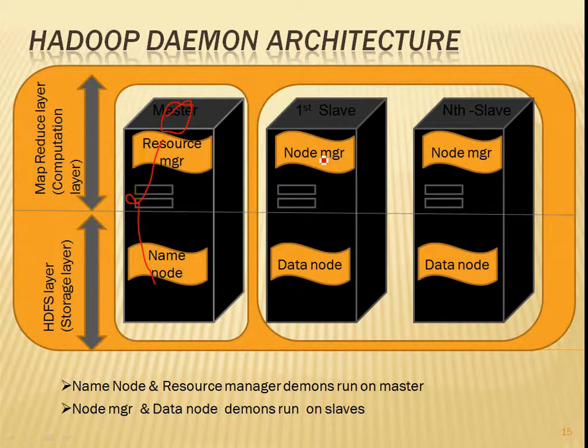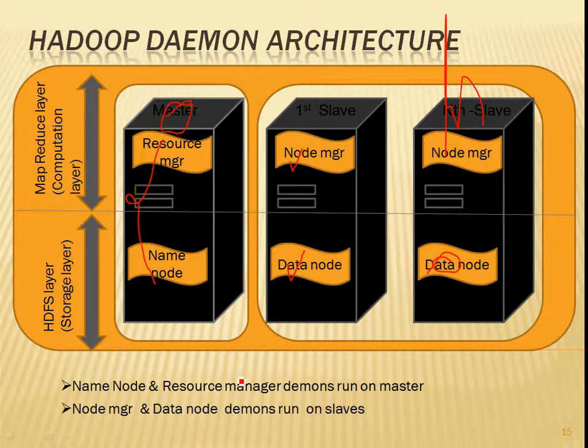Fine. Similarly, on the slave side we have 2 daemons. First is the node manager, second one is the data node daemon. These daemons run on the slave node, and the lower one, the data node daemon, generally runs for the HDFS layer, and the upper one, the node manager daemon, runs for the MapReduce layer for slave nodes. The same thing we can see on the second slave node: a node manager, then a data node daemon. So these are the 4 daemons.